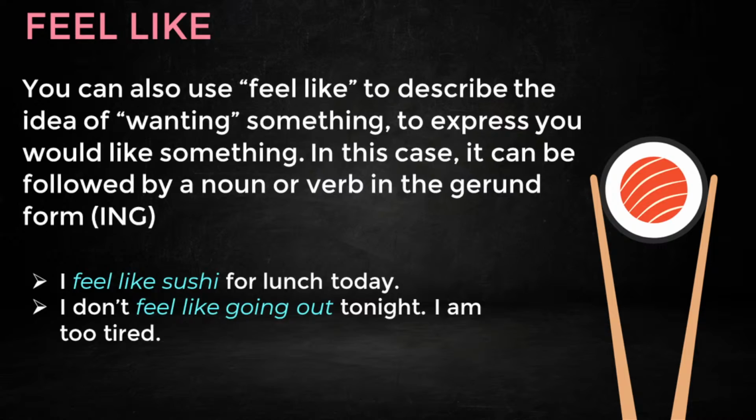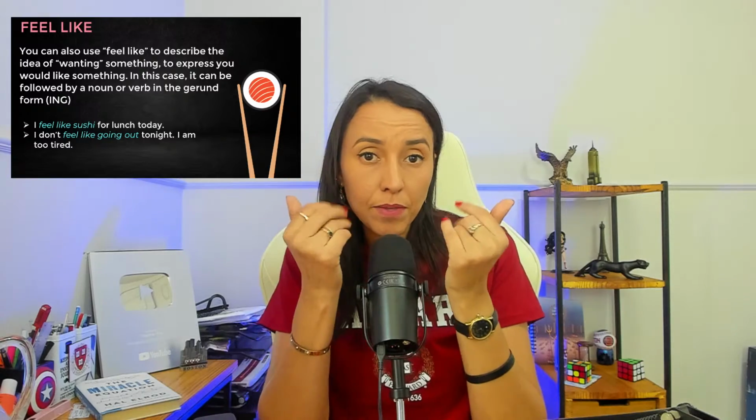Or I can use a verb. And if I use a verb, it is in the gerund form, ing. I feel like having sushi for lunch. What are you going to have today? Well, I feel like having sushi. I feel like eating. Yum, yum, yum.